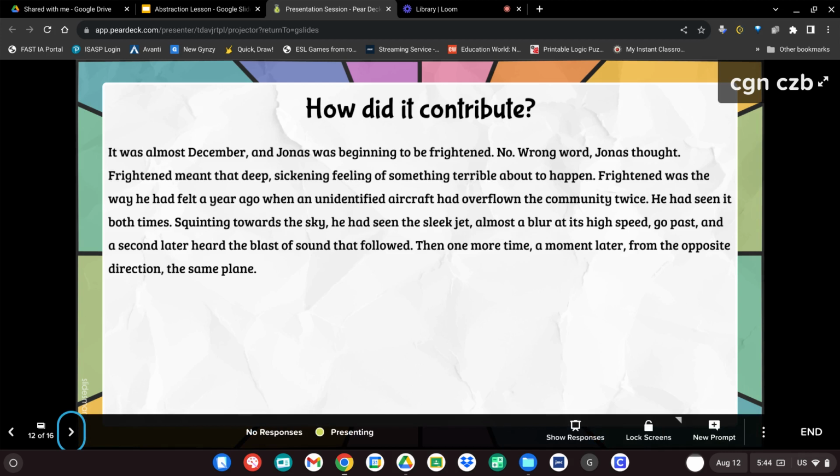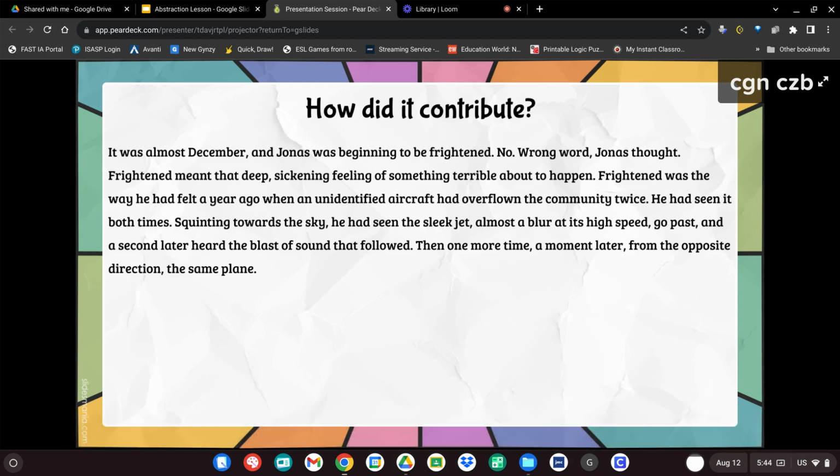So how did it contribute to either the plot, setting, or theme, or more than one of them? What did it tell us about that plot, or the setting, or the theme? What did we learn about Jonas's community in this paragraph? Did we learn anything about Jonas? Okay, so go ahead and type in your answer in your slide.